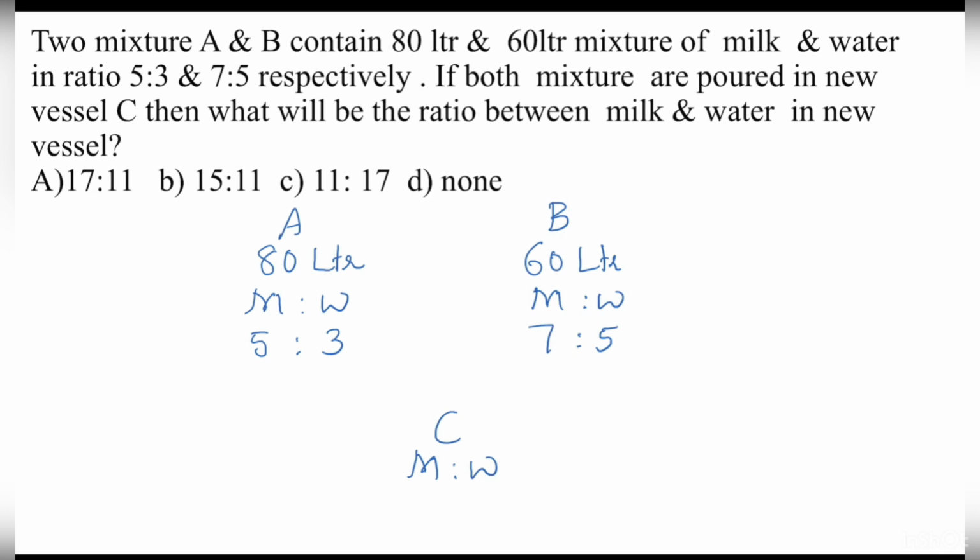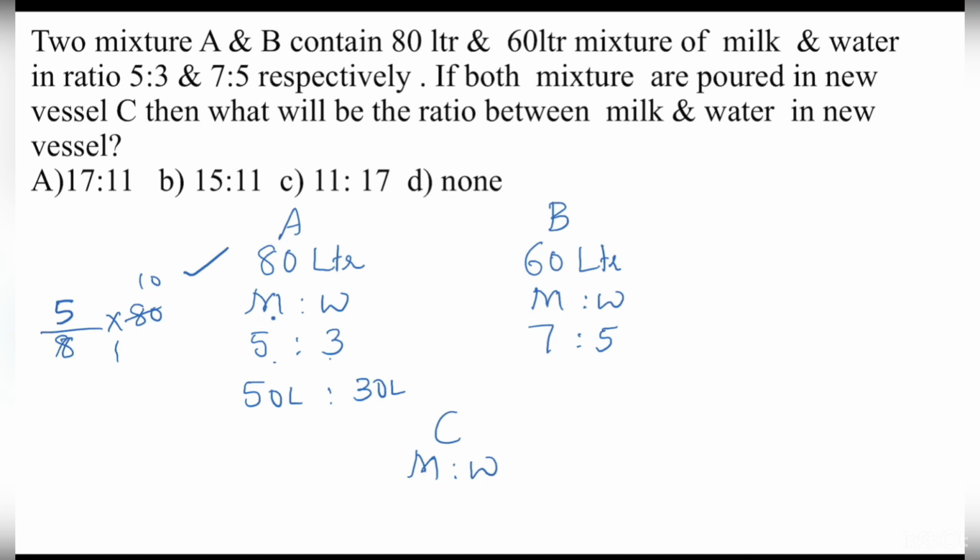Now from this data I can find out how much is milk. Now 80 liters is the total mixture, then milk will be how much in that? Milk will be 5 divided by 5 plus 3 is 8, into 80. 8 ones are 8, 10s are 5, 10s are 50. So 50 liters will be milk. If 50 liters is milk, then water will be 30 liters.